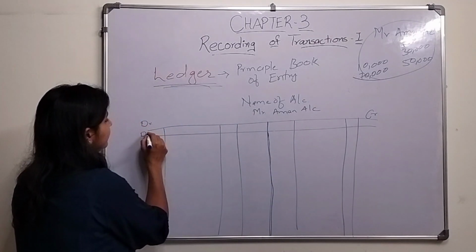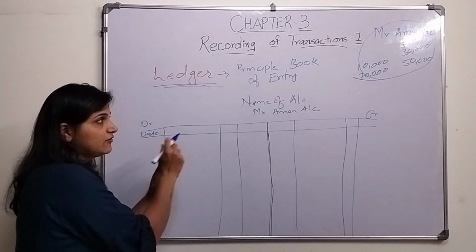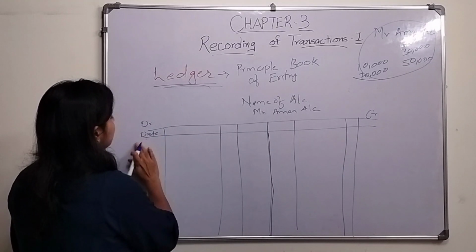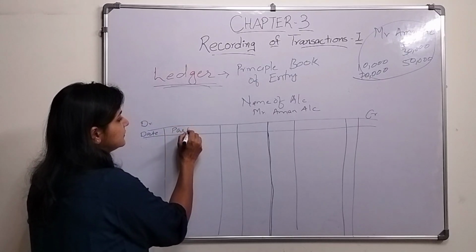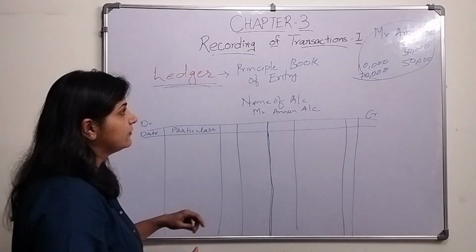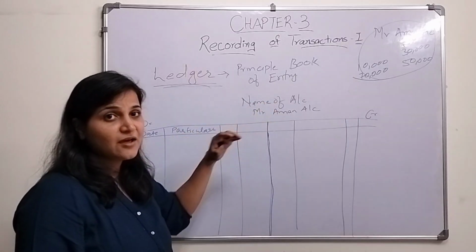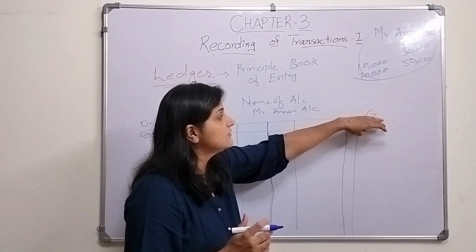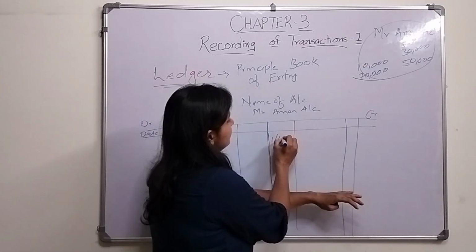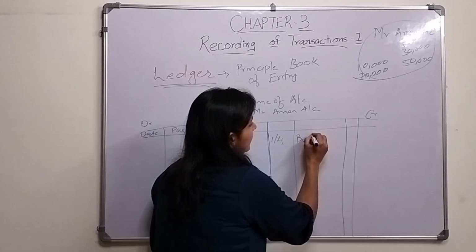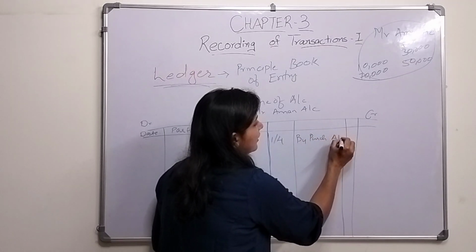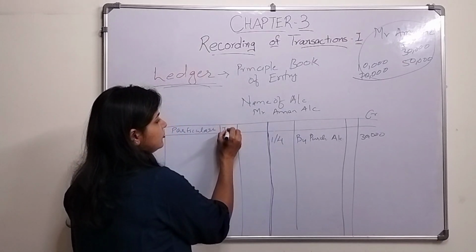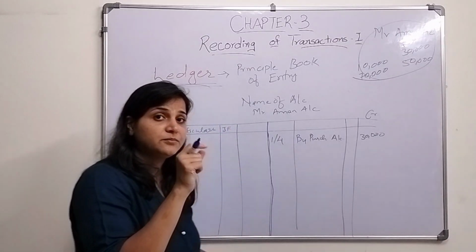Okay, here we will write the date, whichever transaction, like on 1st April I purchased. Whatever date, then the particulars, the details. In details, we will write like I purchased goods from Mr. Aman. Purchase account is debited, Mr. Aman account is credited. So Mr. Aman account on the credit side, I will write by purchase account, 30,000. Here I will write the journal folio number.